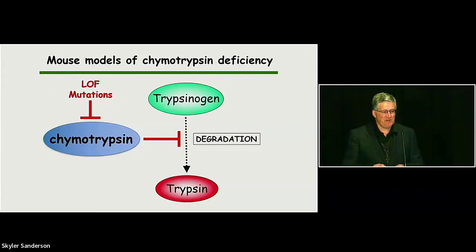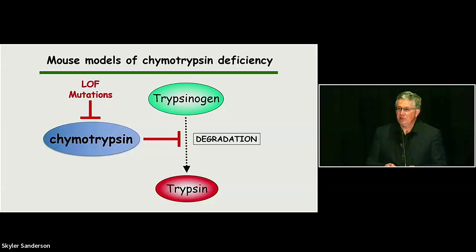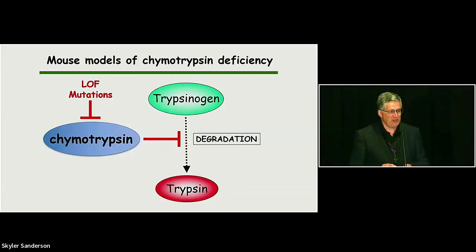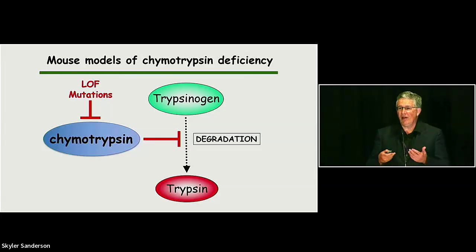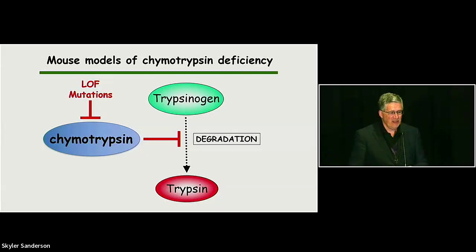So how about chymotrypsin deficiency? Again, humans carry mutations in chymotrypsin genes, mostly chymotrypsin C, and these are loss of function mutations. And again, in the mouse, we model this by deleting chymotrypsin, because there are no chymotrypsin mutant mouse models at this point.